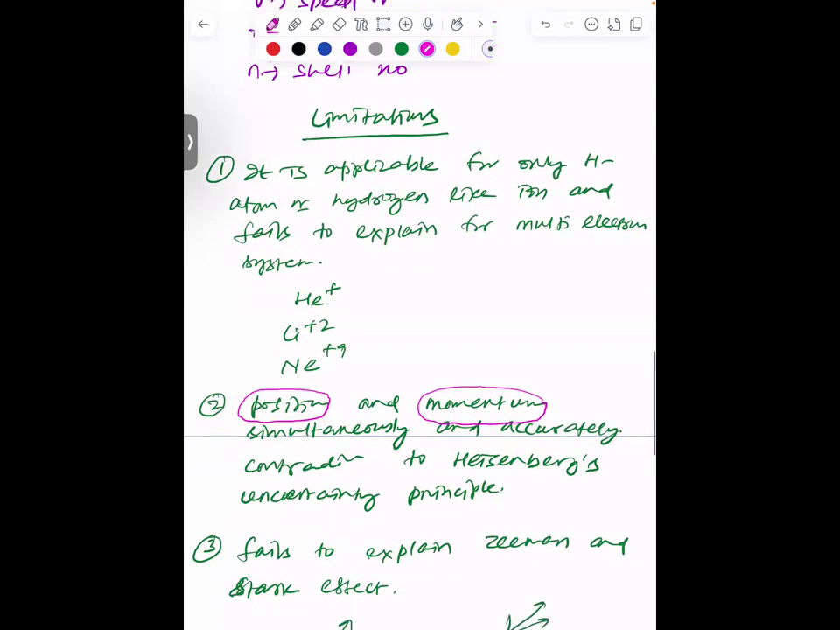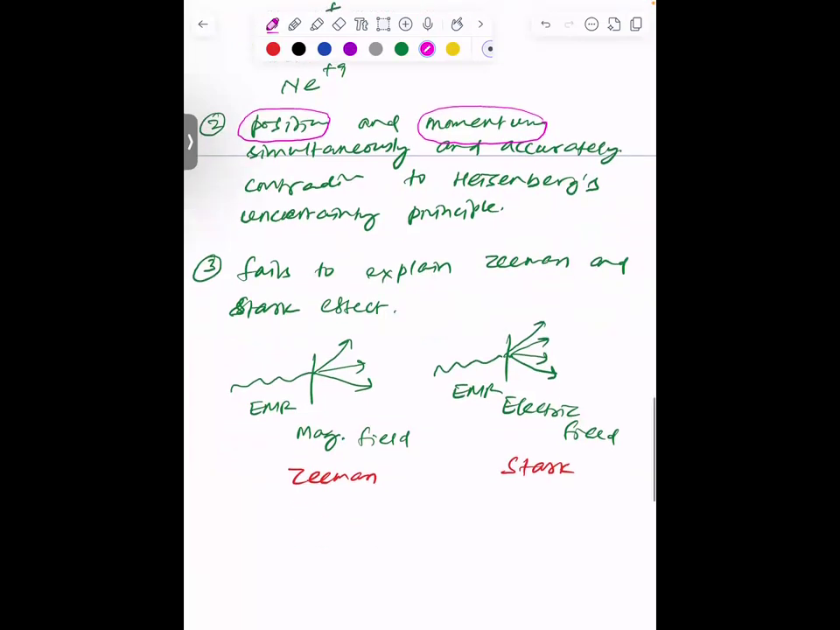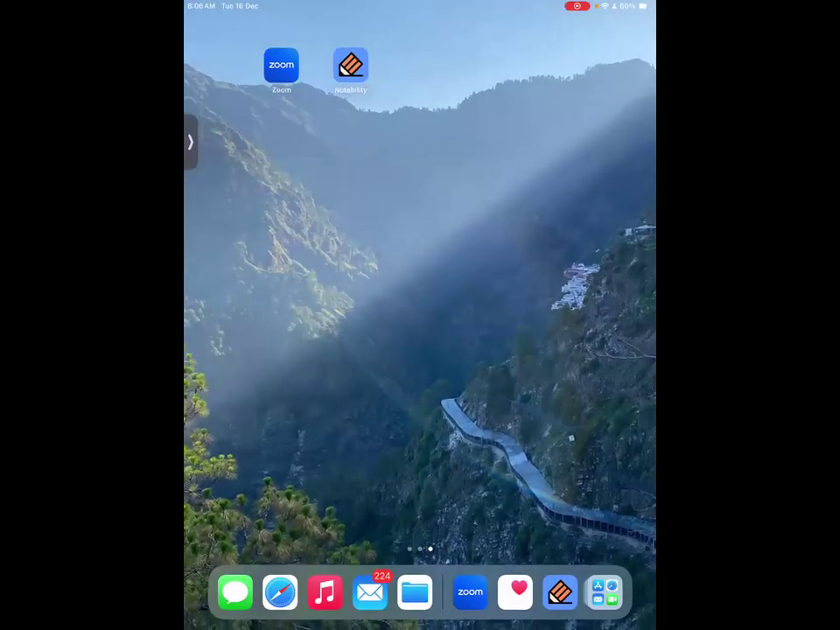Okay, so next, the third one is that it fails to explain the Zeeman and Stark effect. We saw that when we get hydrogen spectra, the single lines are formed. So if we are passing those single lines in the electric and magnetic field, then those lines will be split into different lines. So why does this splitting happen? It could not be explained by Bohr's atomic model. So, is it clear, students? Those who have asked the question.